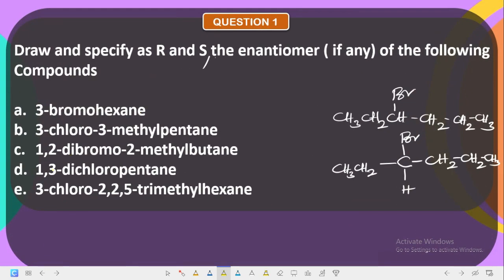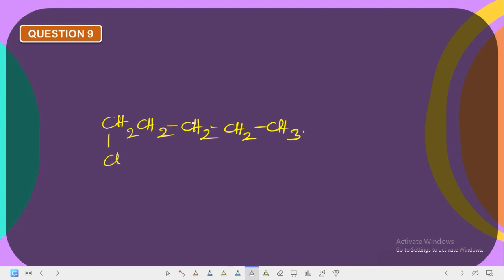Now the next one is 1,3-dichloropentane. Let's look at it together. 1,3-dichloropentane. Now pentane is what? CH3, CH2, CH2, CH2. Then what do we have here? CH3. 1,3-dichloro. Meaning our position number 1, we first of all have a chloro group. Is that not so? Now our position number 3, you have another chloro group. So remove 1 hydrogen from here.